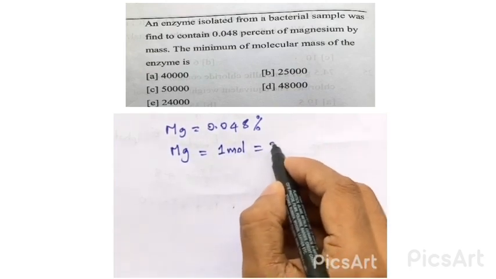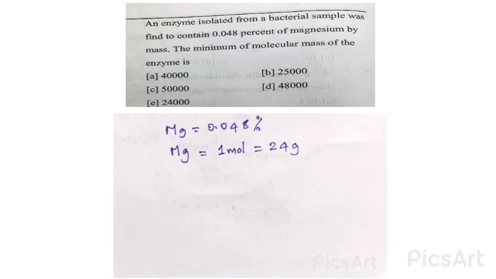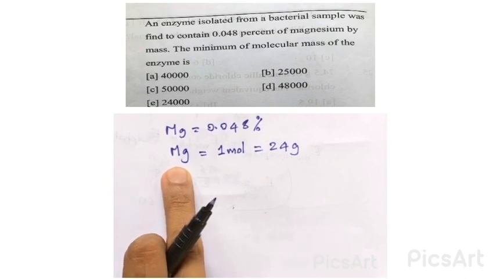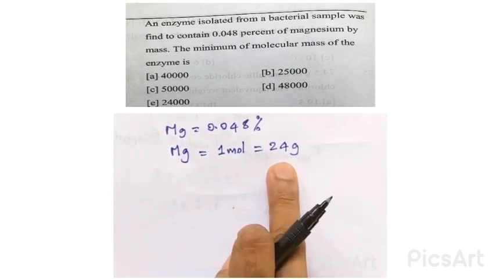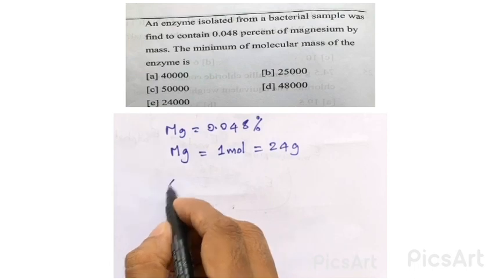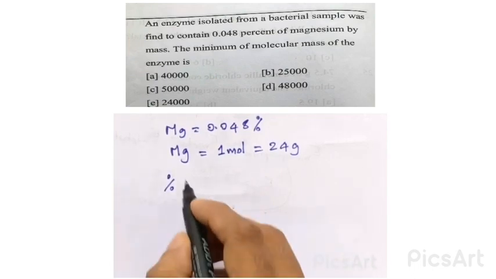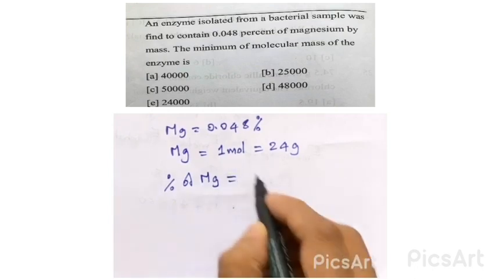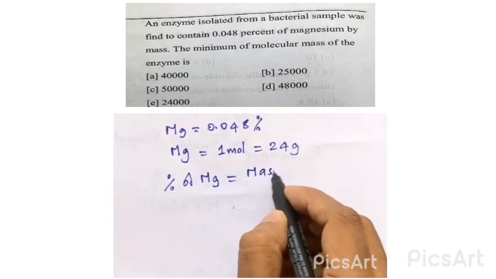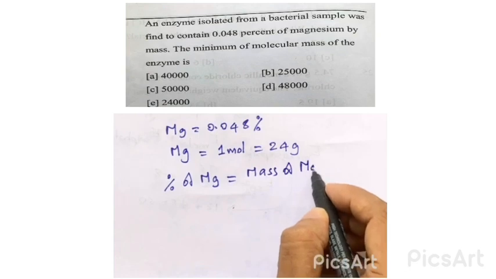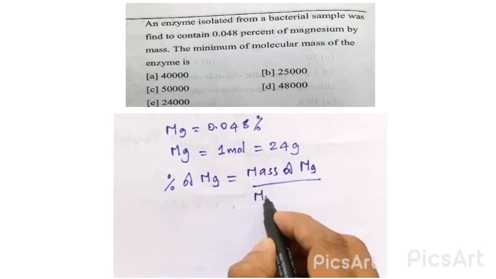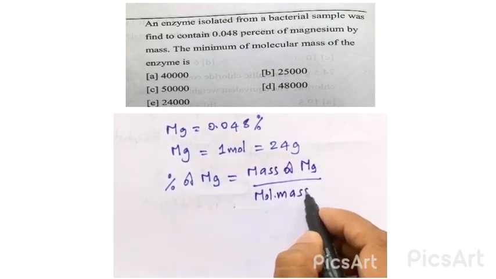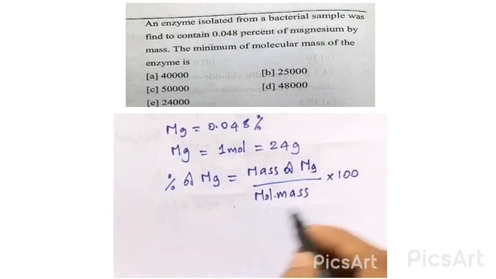Its mass will be 24. So, a minimum molecular mass should have the minimum number of magnesium, that is, minimum mass of magnesium. So, we can calculate molecular mass by the equation: percentage of magnesium equals mass of magnesium by molecular mass of compound into 100.